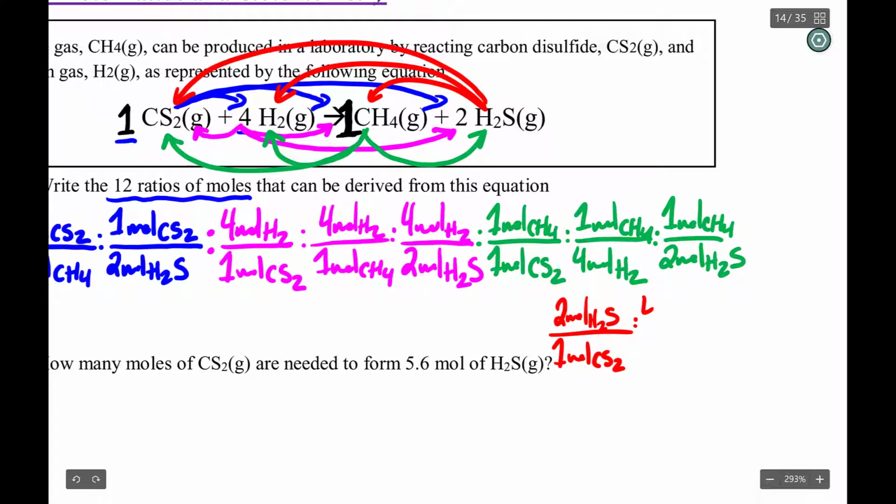For every 2 moles of H2S, it would require 4 moles of H2. And for every 2 moles of H2S, it would also produce 1 mole of CH4.